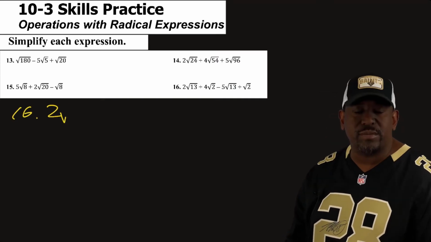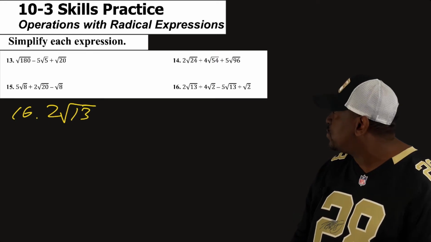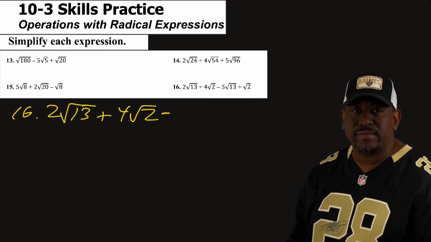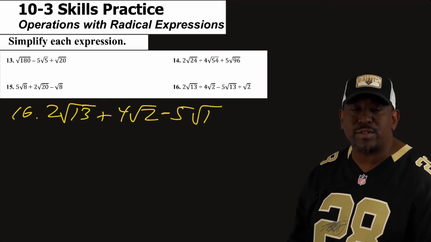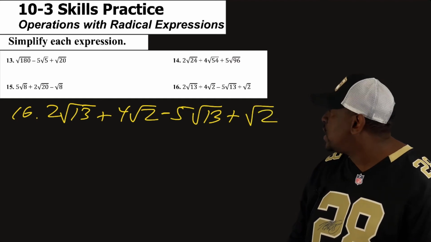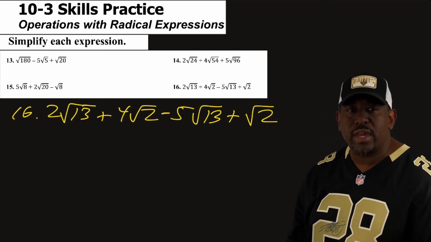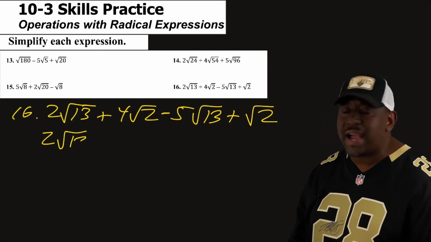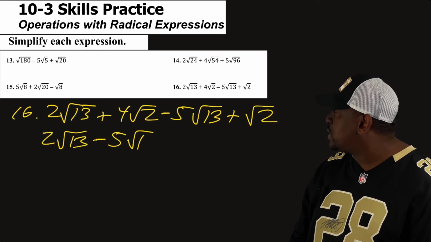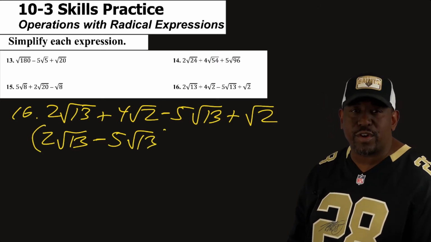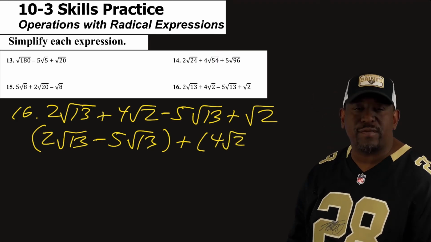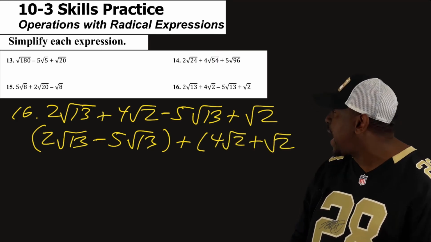So now let's go to number 16. This one looks a little different. We have 4 terms here. 2 times the square root of 13 plus 4 times the square root of 2 minus 5 times the square root of 13 plus the square root of 2. So what you have to do is we have some common radical terms. So we group those together, as you will see. We take 2 times the square root of 13 minus 5 times the square root of 13. We group that. And we take 4 times the square root of 2 and we add the square root of 2.